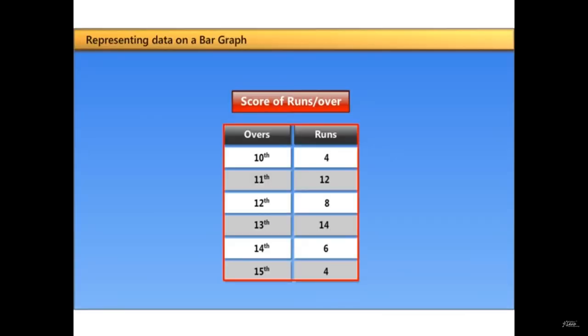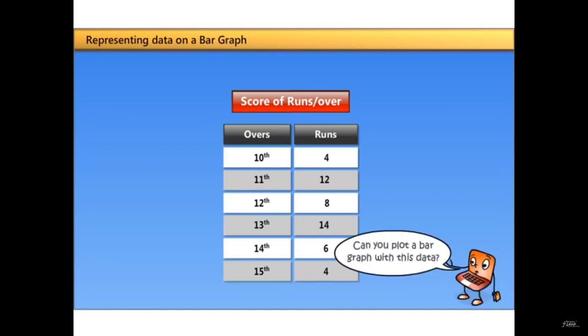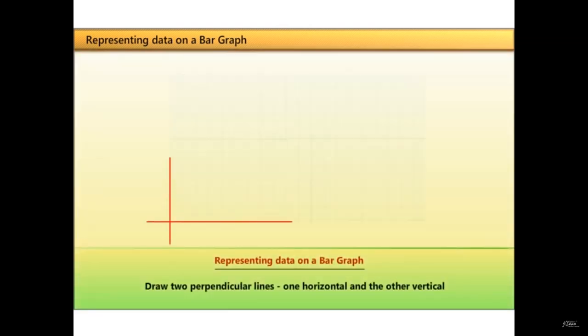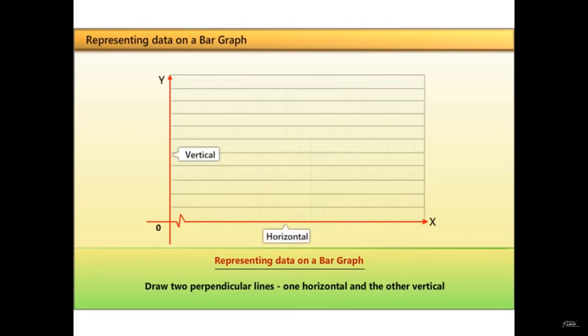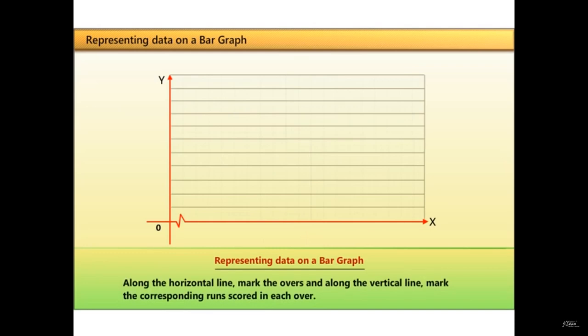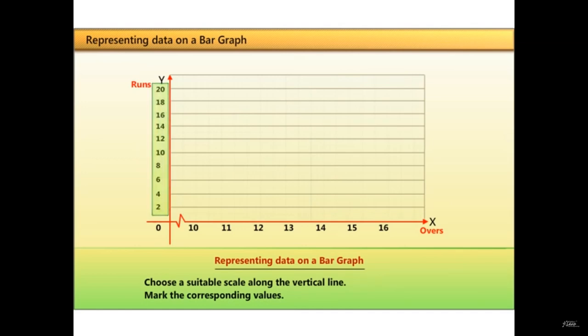Here is the table of runs scored by Sachin in the next few overs. Can you plot a bar graph with this data? Yes, the bar graph can be drawn on 2 perpendicular lines, one horizontal and one vertical. Along the horizontal line, mark the overs, and along the vertical line, mark the corresponding runs scored in each over. Choose a suitable scale along the vertical line. Here, we take 1 unit equal to 2 runs and mark the corresponding values.